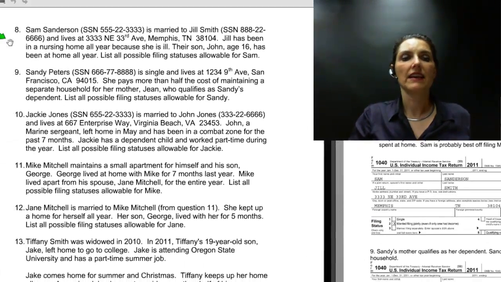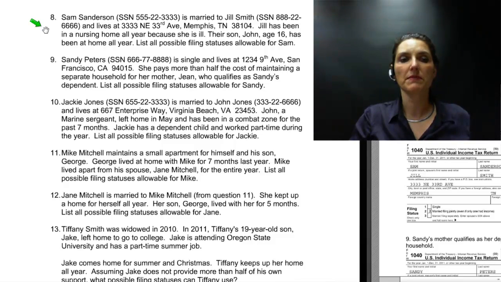Question number 8. Sam Sanderson is married to Jill Smith and lives in Memphis, Tennessee. Jill has been in a nursing home all year because she is ill. Their son John, age 16, has been at home all year. List all possible filing statuses allowed for Sam. This one's a little confusing too.